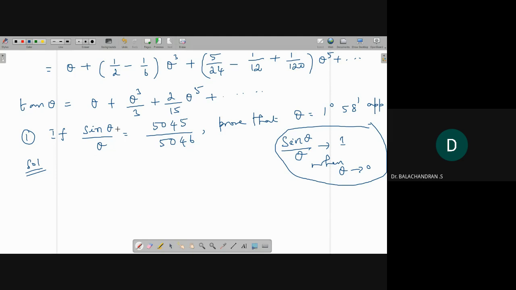If theta is very small, then we can neglect the higher powers of theta, because theta is small means that theta square is very, very small, and then theta cube or theta power 4 is so small. So that's why.